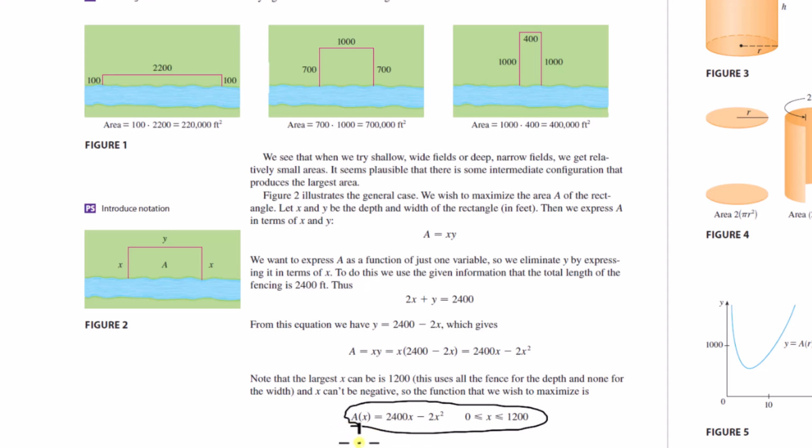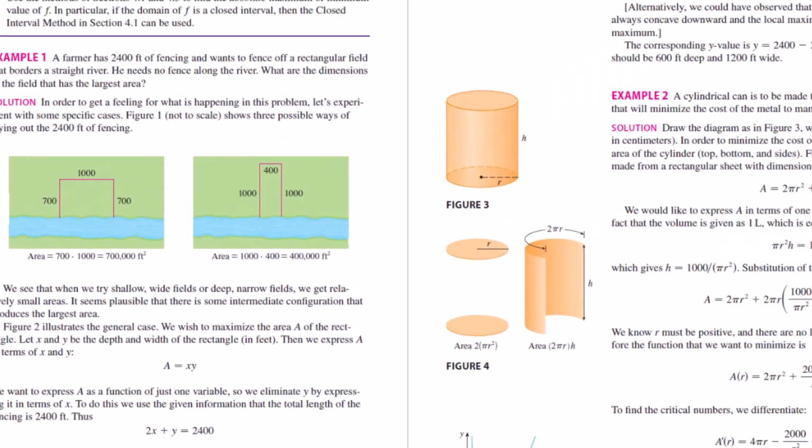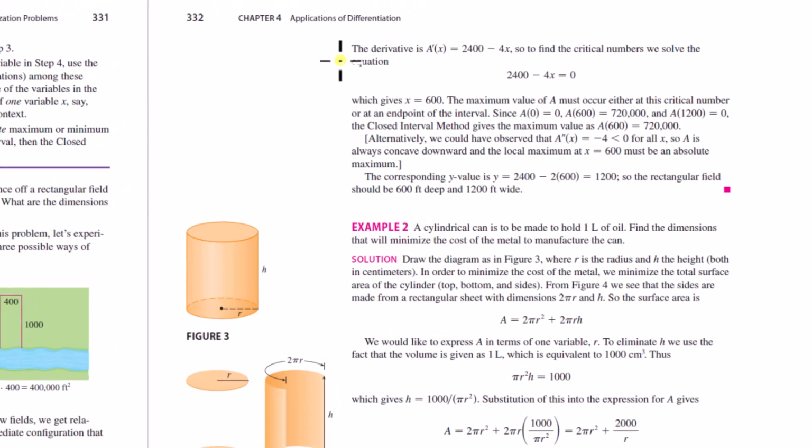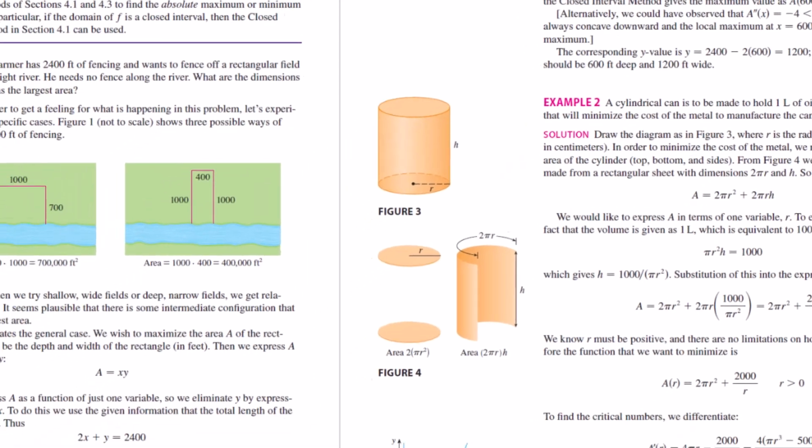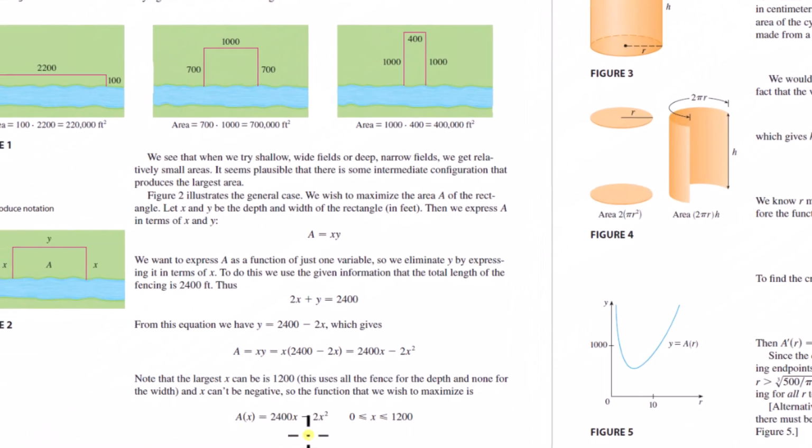Now you're finding the extreme values. What is the absolute maximum and minimum value, or just the absolute max? We're just looking for the max. What's the absolute maximum value of this area function over this interval? Again, in the previous video, I go into details on everything we know about finding these absolute maxes and mins. In a lot of cases, you can just use the closed interval method because, for example, here this function is continuous everywhere, and it's a closed interval from 0 to 1,200.